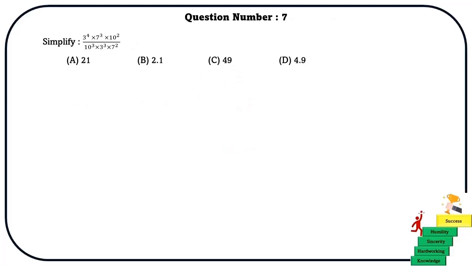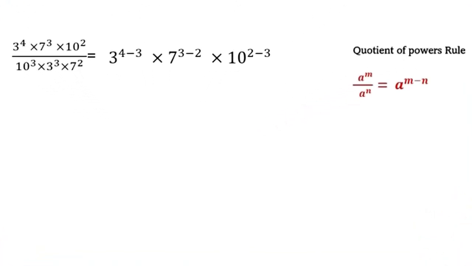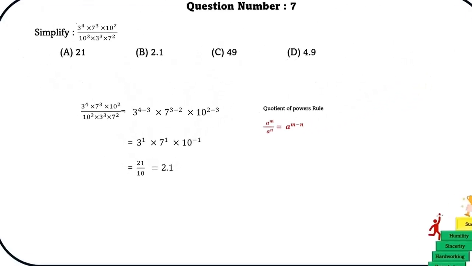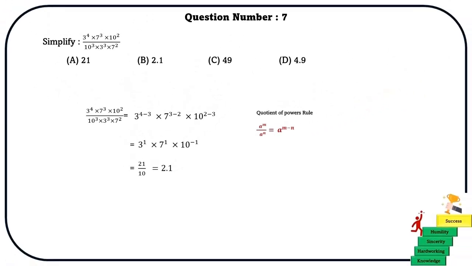Question number 7. Simplify the following. First, we can use the quotient of powers rule. We can use the quotient of powers rule and bring all the terms in the denominator to the numerator. Then we can simplify to get the answer as 2.1.